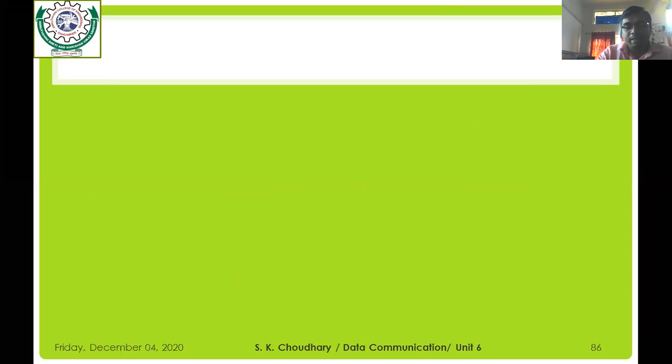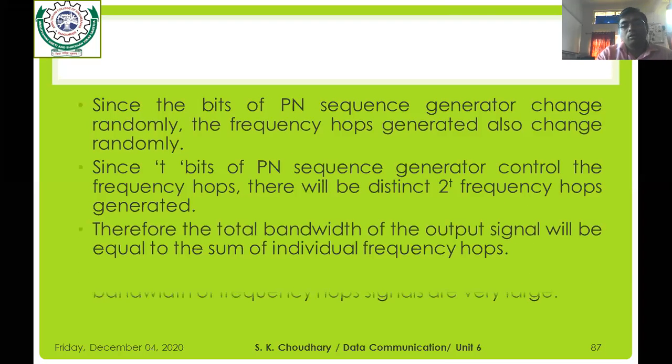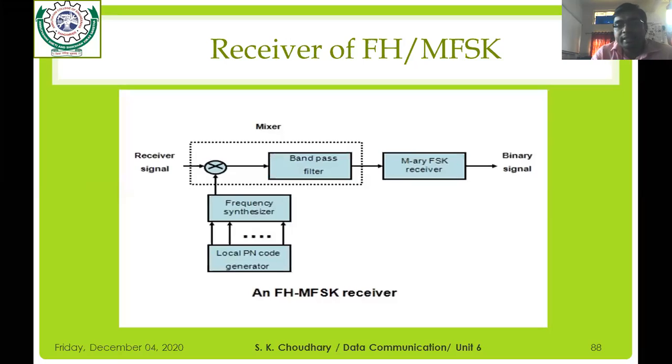Now that is the same as I have written in the slide. Now we have to see the receiver of the FH MFSK signal. In the receiver, the transmitted signal passes through a channel, and then the received signal is mixed again in a mixer, where we again use a locally generated PN sequence generator and the same frequency synthesizer that we used at the transmitter end.